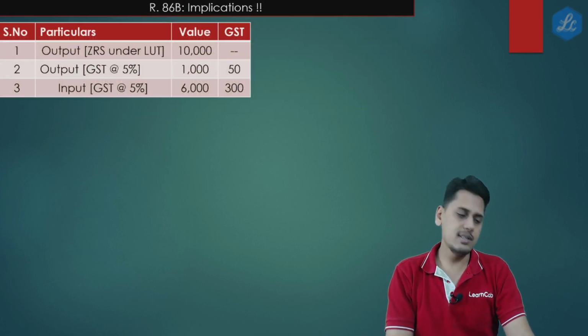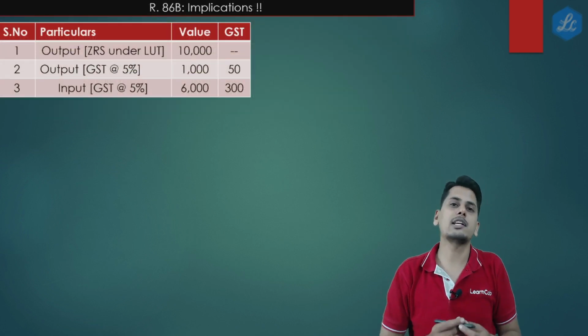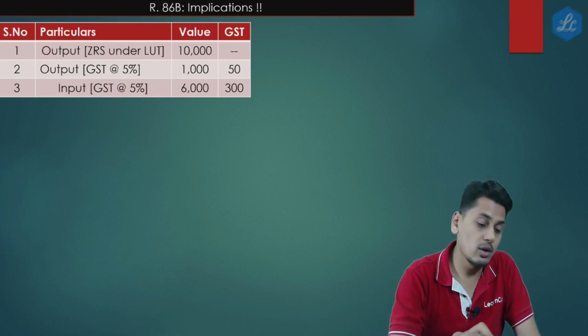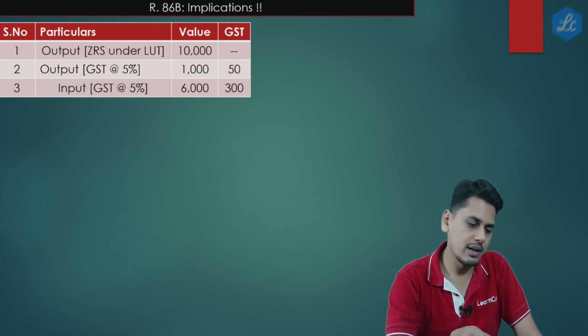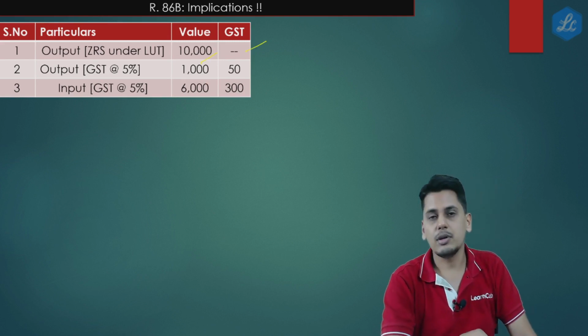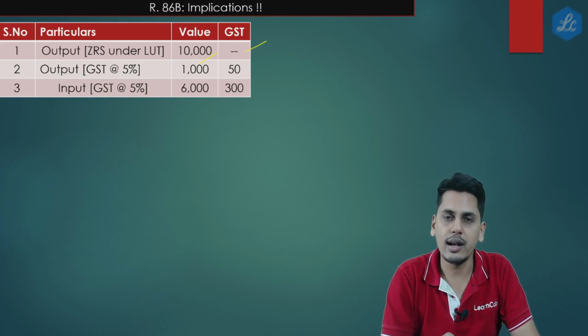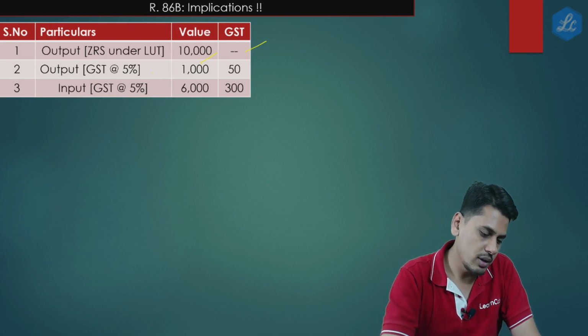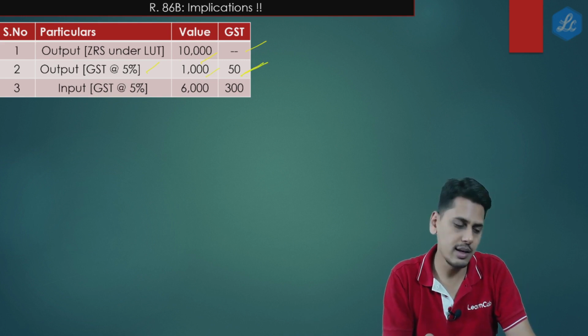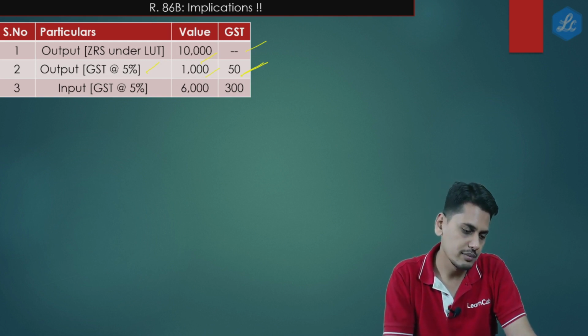Let's take this case, friends. Let's say for a particular tax period, these are the details which are given. Output: zero rated supplies made under a letter of undertaking, 10,000. GST is nil because he is making zero rated supplies under a letter of undertaking. Output at 5%, 1,000. GST thereon is 50. This is not a zero rated supply, it's the regular domestic supply.